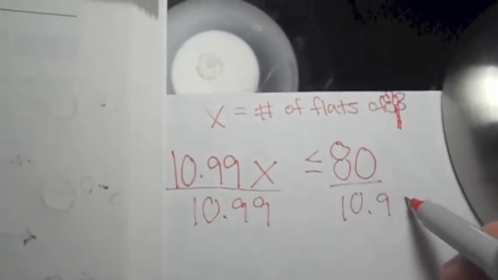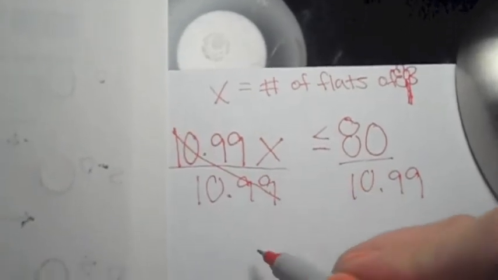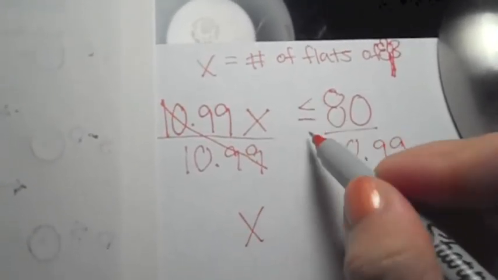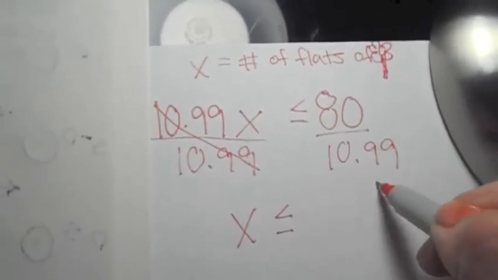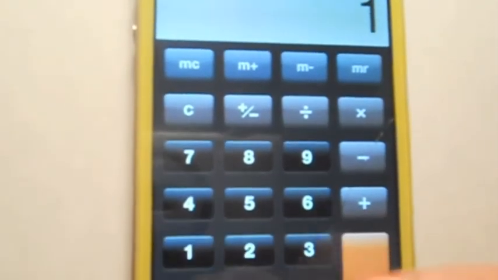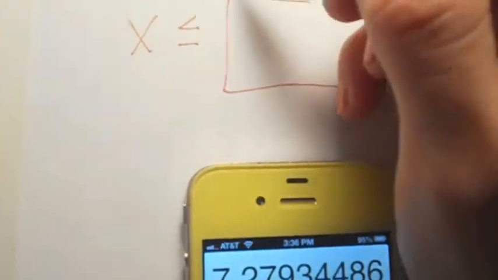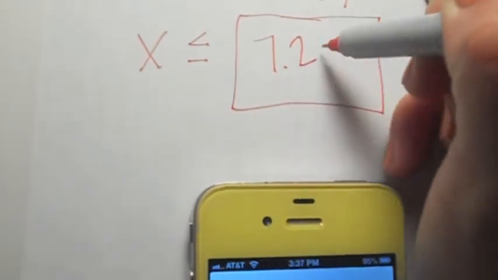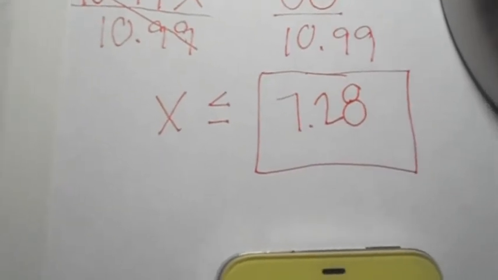Whatever we do to one side, we must do to the other. This is a positive number that we're dividing, so we need not worry about flipping this inequality. It can stay the same. 80 divided by $10.99, whatever that equals, that'll be your answer. 80 divided by $10.99 is 7.28. Okay, X must be less than or equal to 7.28.